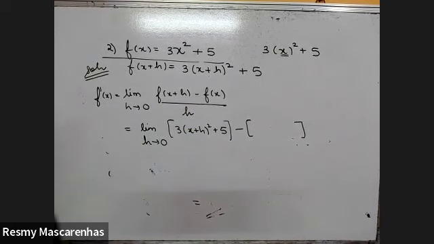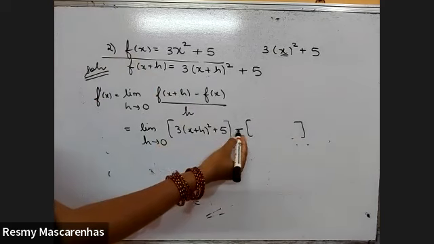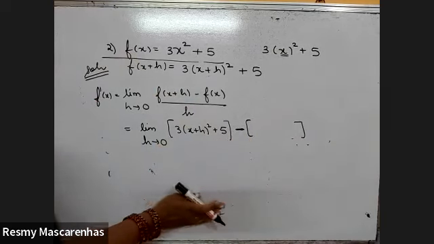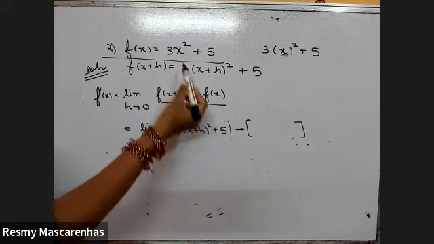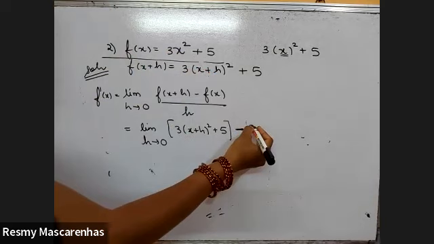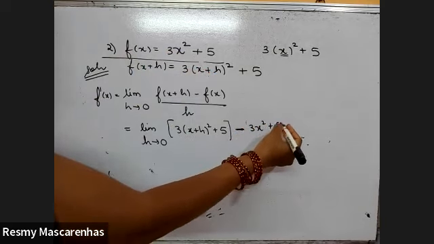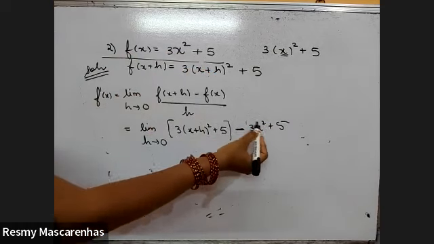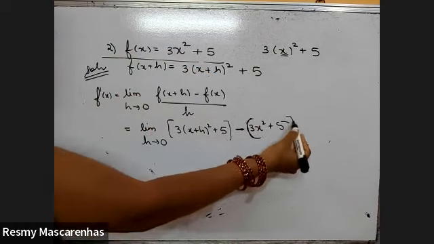Please make a habit of putting brackets, because this is a minus sign. In spite of telling, there will be students who will be making this mistake. They directly substitute like this. What is f of x? They write it as 3x square plus 5, which is completely wrong, because this minus sign should belong to both the terms. So put it in the bracket.